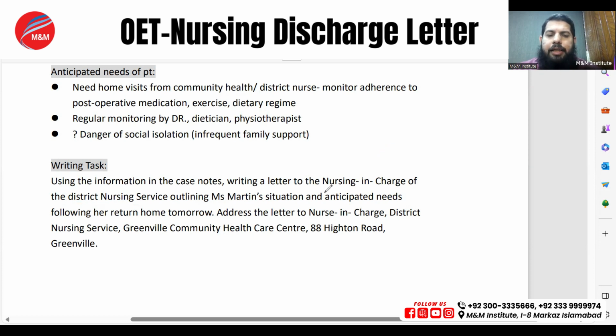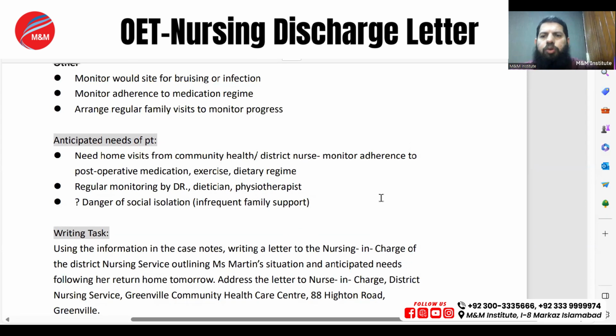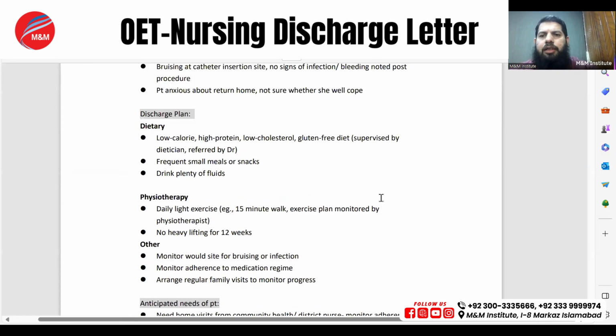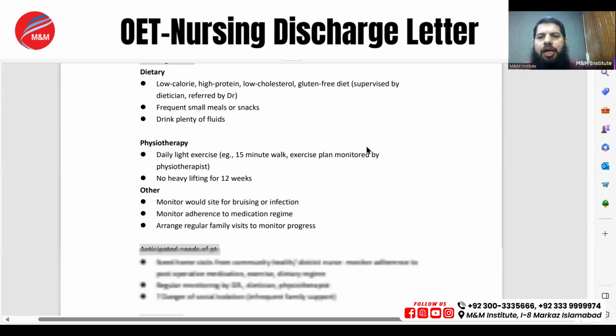The second thing you must do is understand why we are writing this letter. By reading the writing task, it's quite clear why we are writing. Here, it is only mentioned that we are writing to complete the anticipated needs of the patient. Apart from that, they have not mentioned anything over here. Afterward, you can see we have the discharge plan.